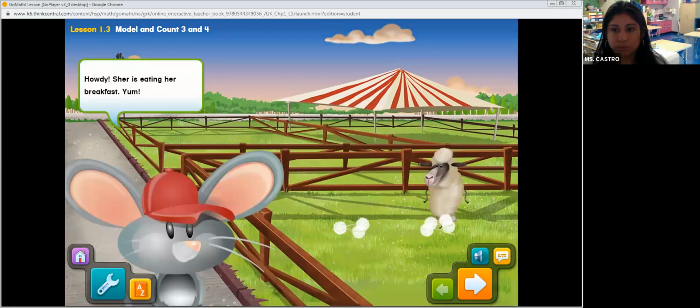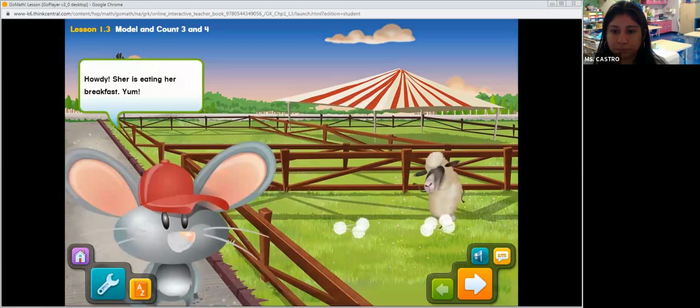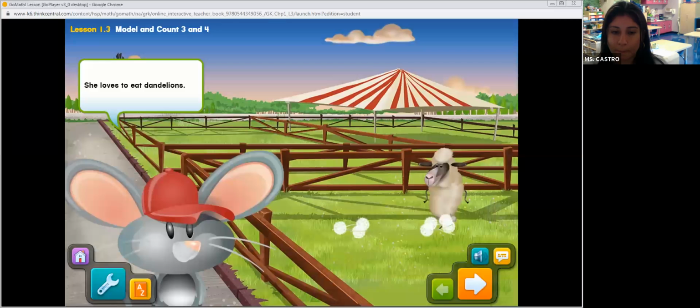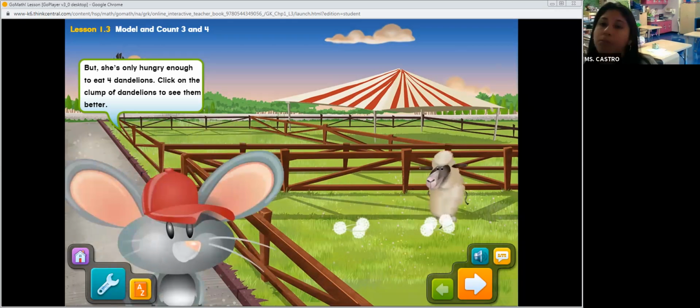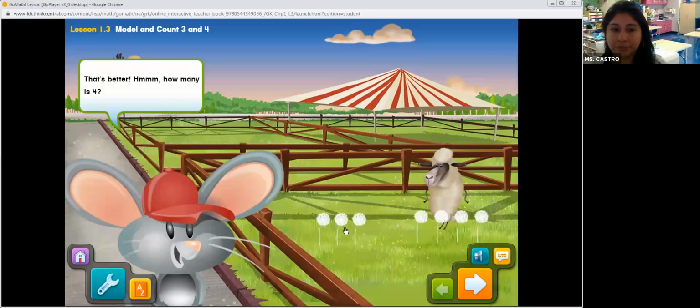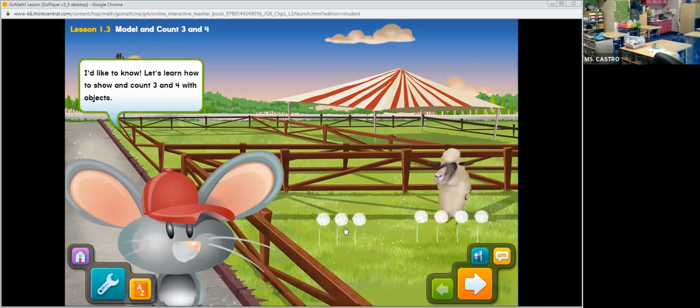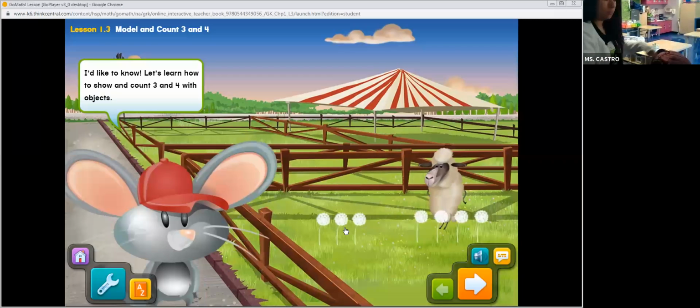Howdy! Cher is eating her breakfast. Yum! She loves to eat dandelions. But she's only hungry enough to eat 4 dandelions. Click on the clump of dandelions to see them better. That's better. How many is 4? I'd like to know. Let's learn how to show and count 3 and 4 with objects.